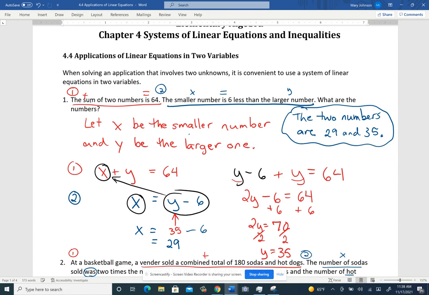Now, since they talked and referred to smaller and larger, they might have a spot for you to put the smaller number and a spot for you to put the larger. And so make sure you put the right one in the right spot. Okay.